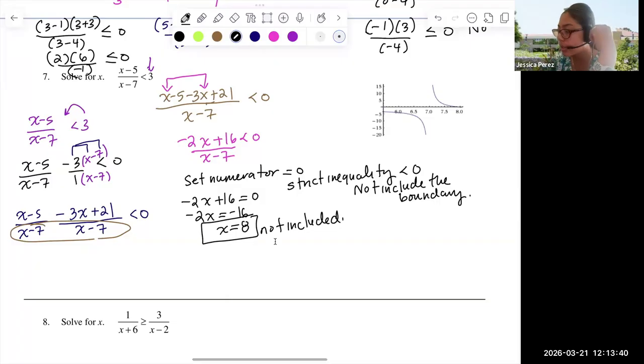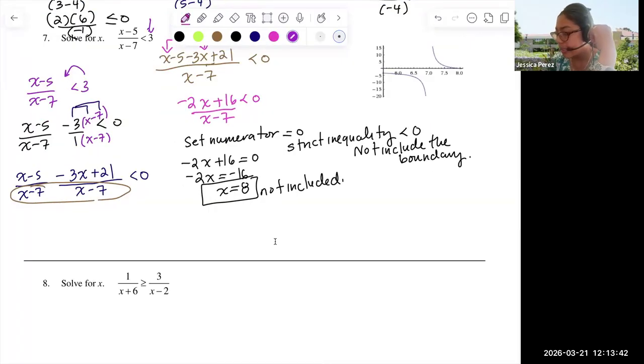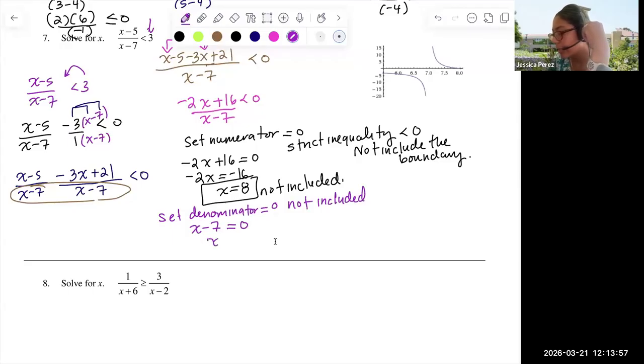Okay, so pay attention. Now, if I set the denominator, x minus 7, equal to 0, that's also not included because we have a restriction. It's at x equals 7. So that's your boundary point as well. So both of these are not included. So then I'm going to have 7 and 8, and they're both not included.